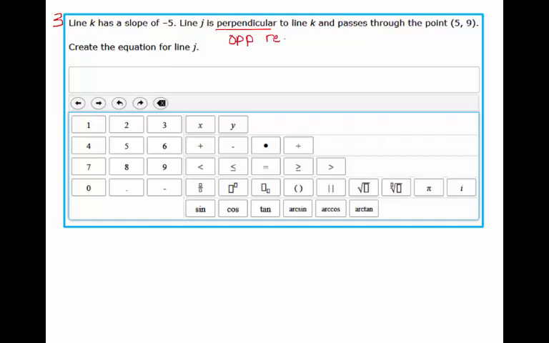We learned about perpendicular and parallel kind of at the same time. Parallel means that you have the same slope. Perpendicular means opposite reciprocal slope. Opposite just changes your sign. Reciprocal means flip your fraction.